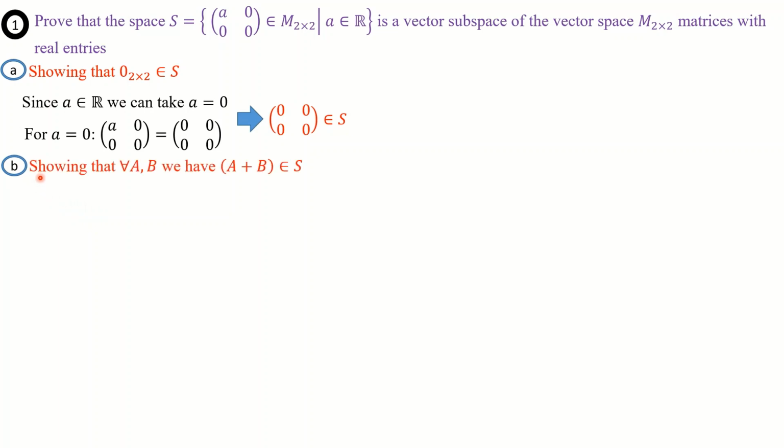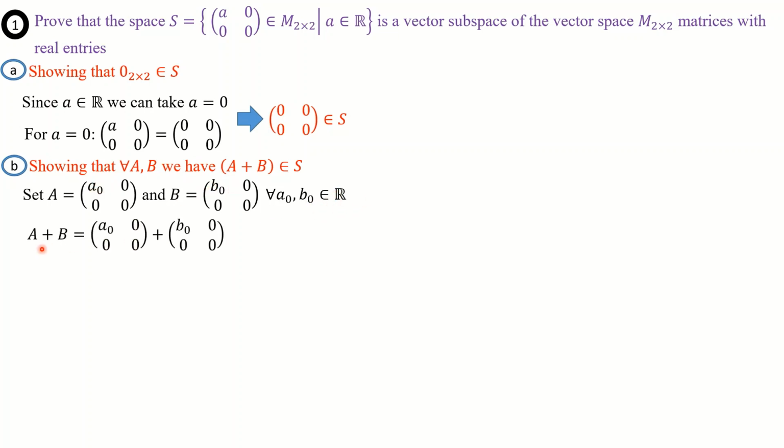Now the second thing we are going to prove is that if you have 2 matrices A and B, which are 2x2 matrices, the sum of those matrices belongs to my space S. So I set my matrix A to be this matrix and my matrix B to be this matrix, where A0 and B0 are constants, that is, they are in the set of real numbers. Now what is their addition?